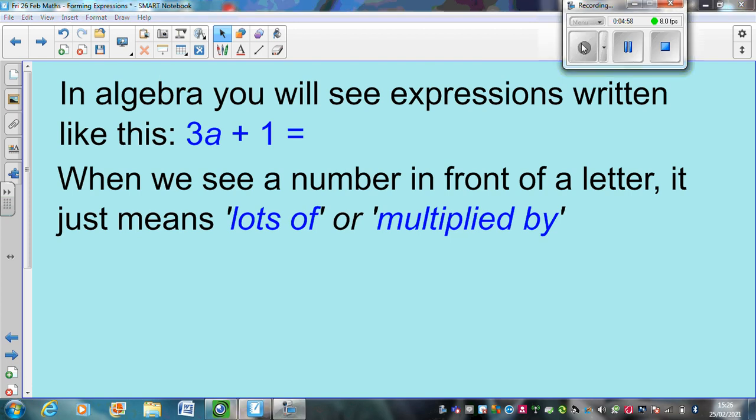So, when we see a number in front of a letter, it just means lots of. So 3 lots of a, or multiplied by 3 times a. It means the same thing, lots of and multiplied, doesn't it? 3 times 5 means 3 lots of 5. That's all it means. The number always comes in front of the letter. It can even be a symbol. It could be a circle or, I don't know, a strawberry. 3 strawberries.